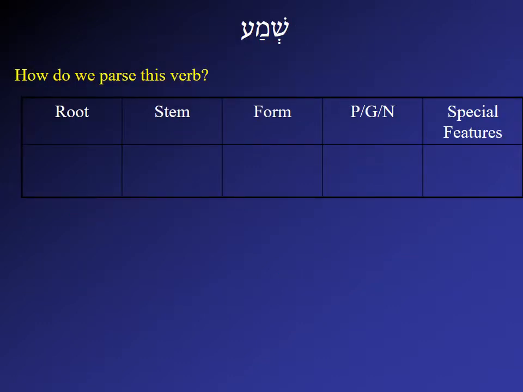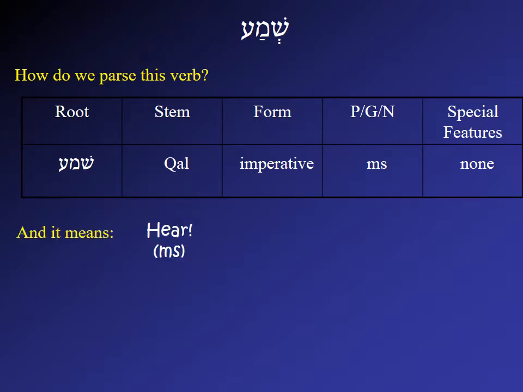Now our form in this sentence is simply shema, which we can now recognize as being from the root shema, of course, the qal imperative, masculine singular. We don't need to specify a person for an imperative because imperatives always are in the second person. They're instruction to a you. So no special features, and it means here. When you write an imperative in a paradigm or even in a translation for now, you need to mark person and gender. So here, masculine singular.